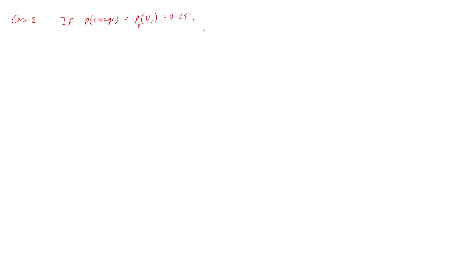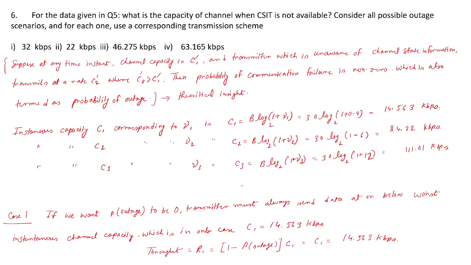Therefore, what should be our choice of channel capacity? It's of course the next best, which is gamma 2 in our case. So if we are willing to tolerate a probability of outage equal to the probability of the worst case instantaneous channel capacity, we can look for the next best channel capacity scenario, which is 84.22, that is C2. Correct.